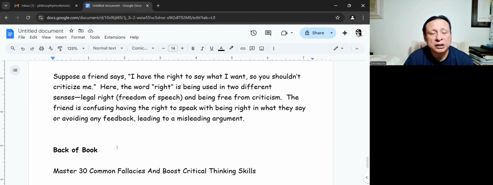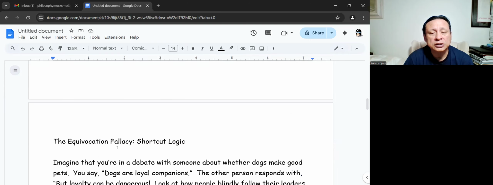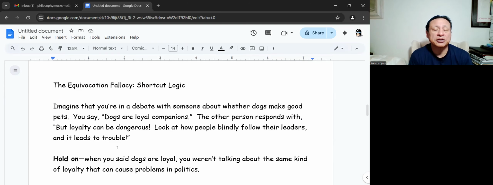But again, I don't really like it. It's not something I would read here. Okay, so let's see what they say. This is not everything that they have to say on the equivocation fallacy, but it's the most important thing. Okay, so the equivocation fallacy, which they give a subtitle of shortcut logic. Imagine that you're in a debate with someone about whether dogs make good pets. You say dogs are loyal companions. The other person responds with, but loyalty can be dangerous. Look at how people blindly follow their leaders, and it leads to trouble.